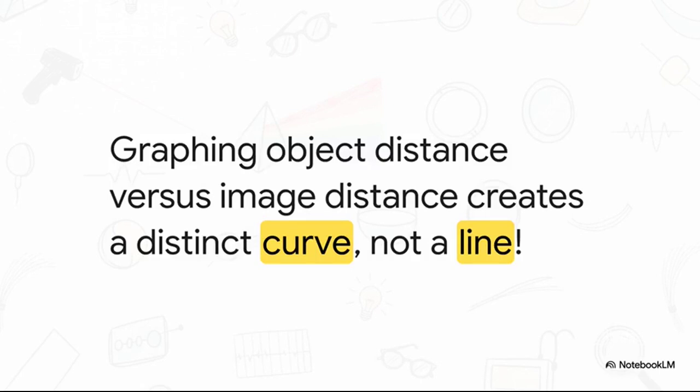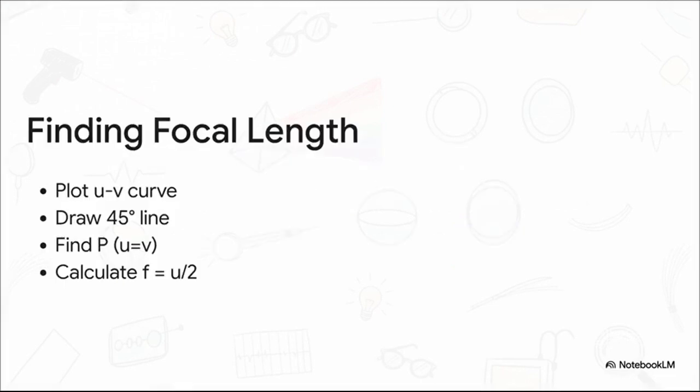Look at the shape we get here. We don't get a boring straight line anymore. Instead, we get this beautiful, smooth, distinct curve, known as a rectangular hyperbola. So how on earth do we extract a focal length from a swooping curve? It's actually based on this gorgeous piece of symmetry. Right on our UV graph, we draw a straight line from the origin at exactly a 45-degree angle.